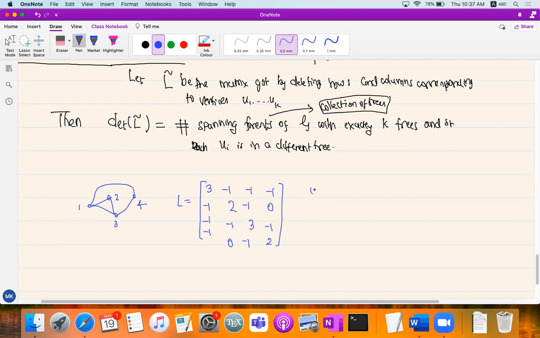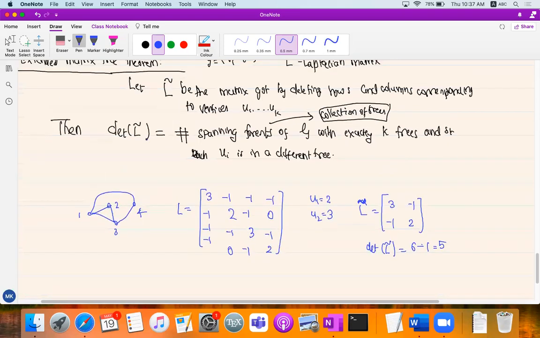So suppose you take u1 is 2, u2 is 3. That means we are going to delete this one, this one. So we get L hat. We have to delete the second and third row, second and third column. So L hat will give me 3, minus 1, minus 1, 2. And its determinant will be, sorry, not L hat, it is L tilde, what I am calling L tilde. Determinant of that matrix is 3 into 6 minus 1, which is 5.